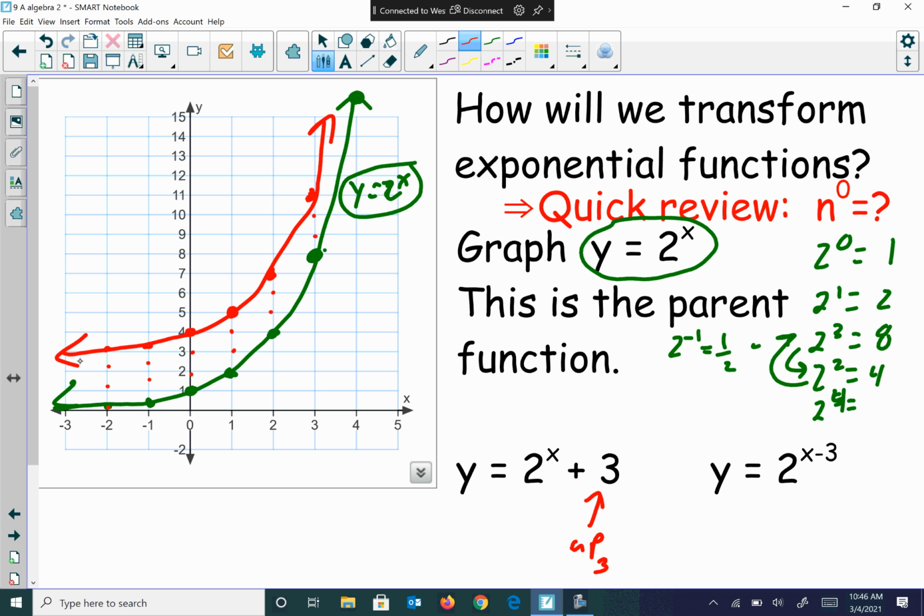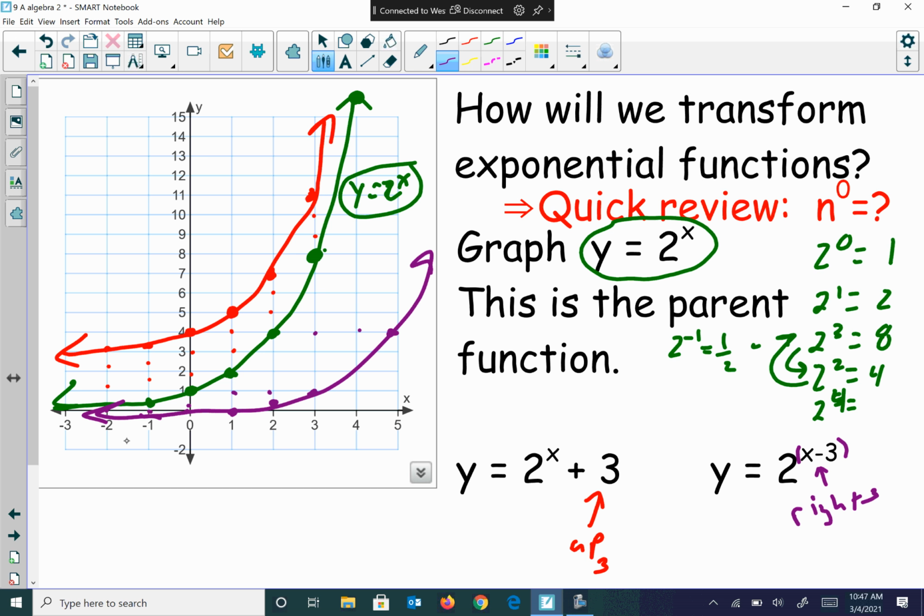This is the same thing as something being grouped. So this is going to go right 3. So each of my points goes right 3. So 1, 2, 3, and now we just went off the graph.